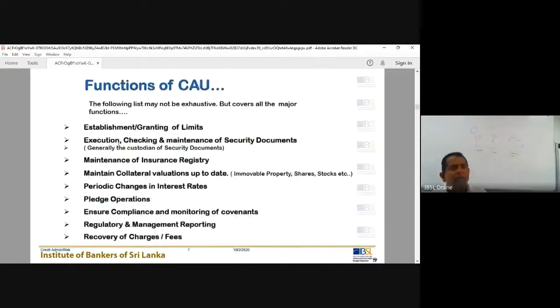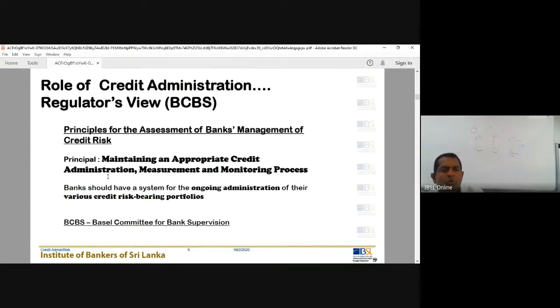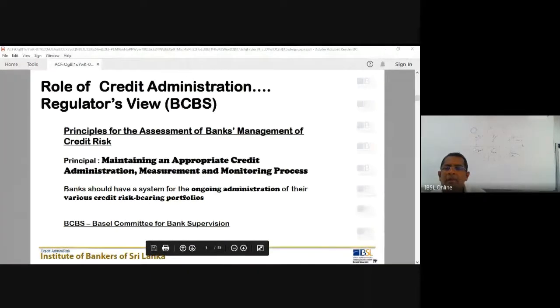This is the list. Once I saw a question, what are the functions performed by CAU? Then this was asked once, right? So this comes to the end of our entire session. So today we covered CAU and Basel 2. Okay, there's one more thing, Basel 3.